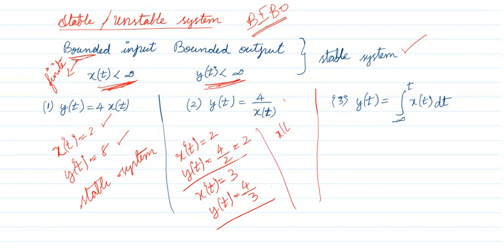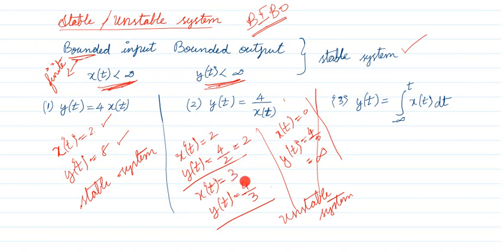X of t equal to 0. What happens to y of t? 4 divided by 0, I will get infinite. So 0 is bounded, but still the output is infinite. So definitely this is an unstable system. For all possible cases, it should work, right? For the first two cases it may look like a stable system, but if you check x of t equal to 0, you get infinite. By experience, by solving more problems from a textbook and exercises, you get an idea. So definitely the second one is an unstable system.